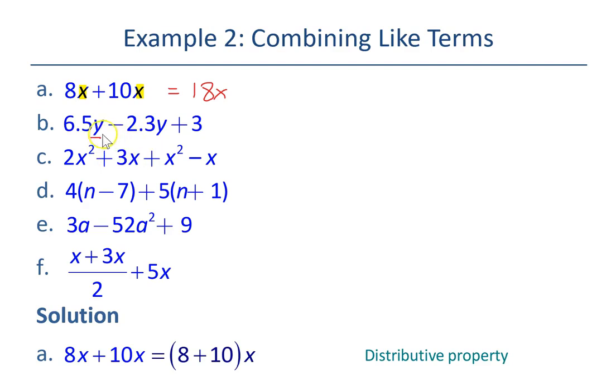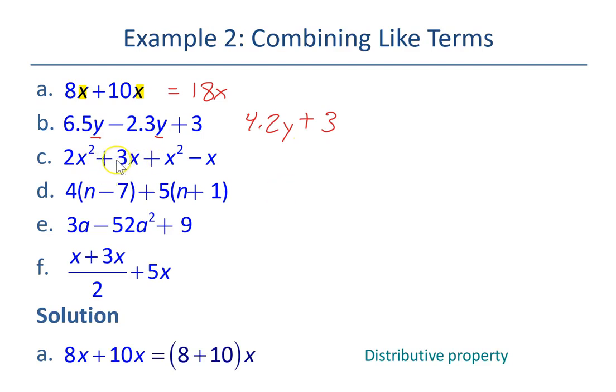Here, let's notice that I'll keep this in red this time to save time. I've got the 6.5y minus 2.3. Well, if we do that on our calculator, 6.5 minus 2.3, we get 4.2. Keep the y, but notice this guy here, there isn't anything attached to him, so we have to keep him separate.